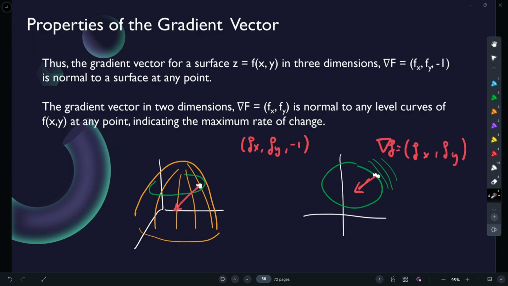So these are important properties of the gradient vector that we're going to use in what we call Lagrange multipliers. This property of where the gradient vector points will be used in the topic of Lagrange multipliers to solve other more complicated problems about rates of change with constraints.